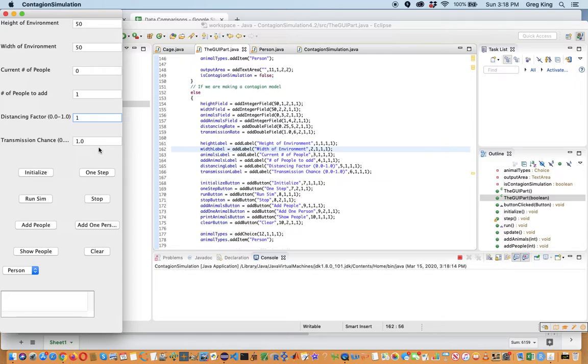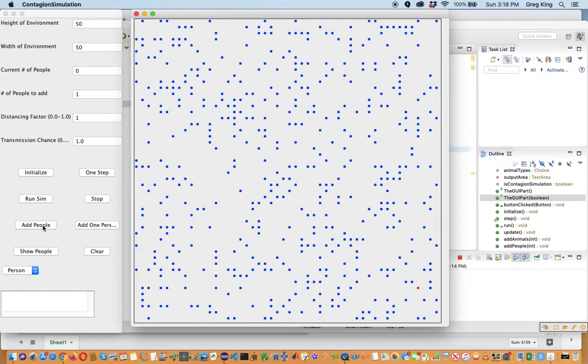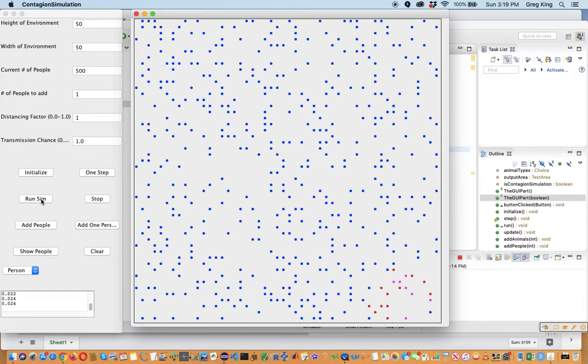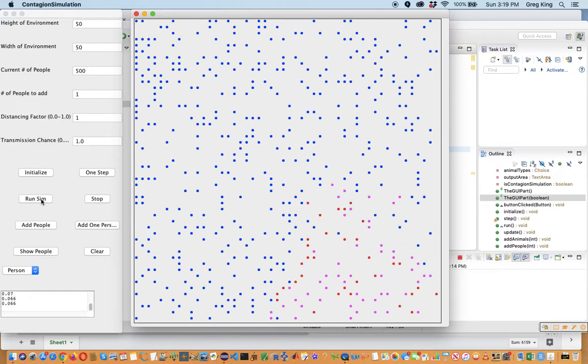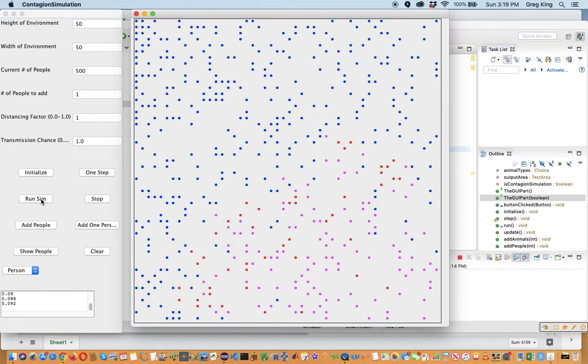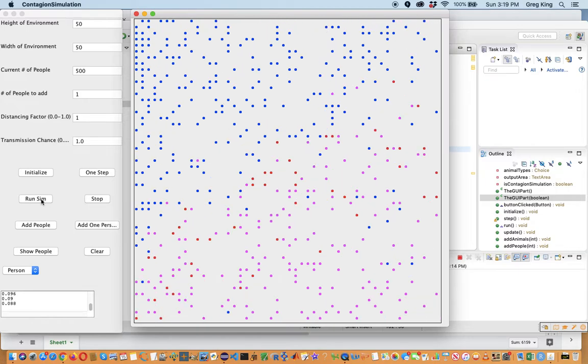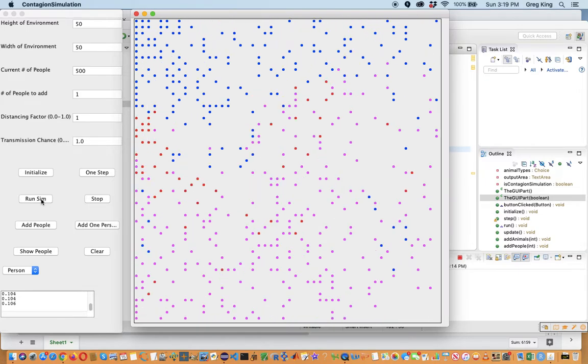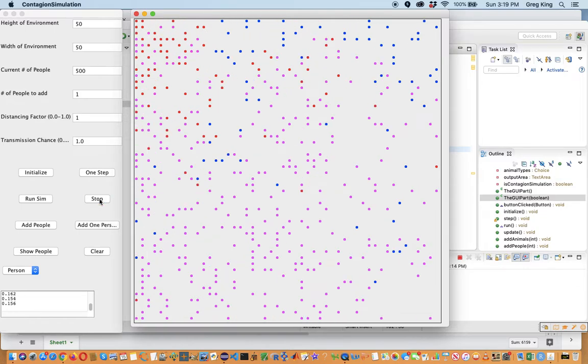Eventually, somebody recovers, and the recovered people in this model can't get sick or infect anybody else. So we're going to put 500 people in our environment. If you look down here, there's the sick person. There's only one sick person for this model, and we're going to run the simulation. And we see rapidly the infection spreading out from its start across most of the environment.